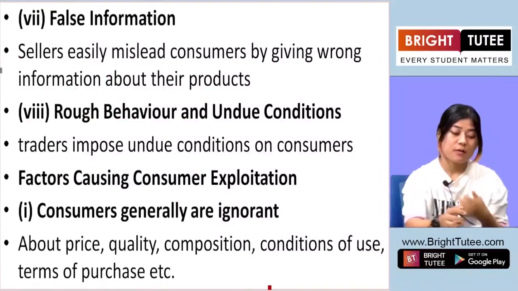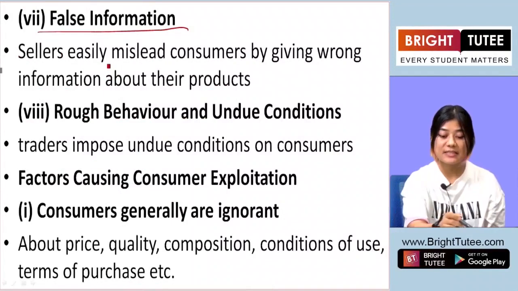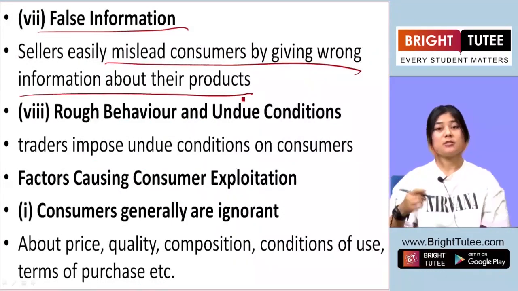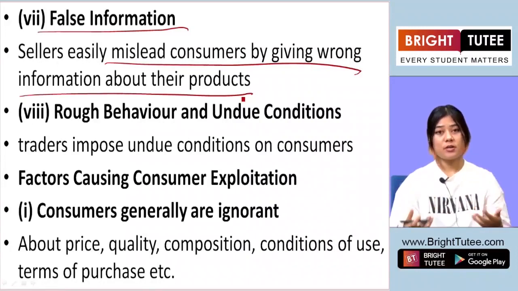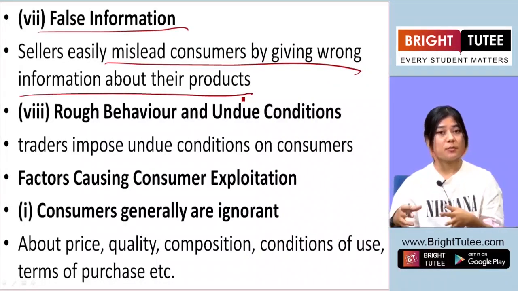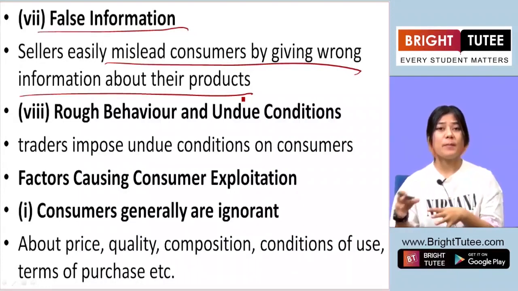The next is false information. Now, sellers easily mislead consumers by giving wrong information about their products. So, in order to sell their product, sellers often tell good things, give you information about the product which is actually not correct, which is actually not true about the product.